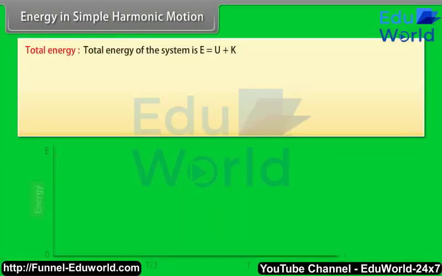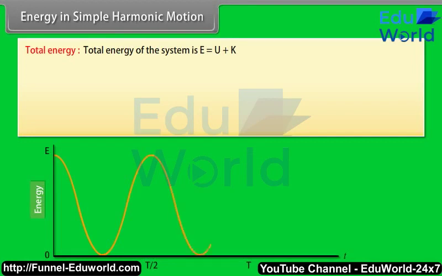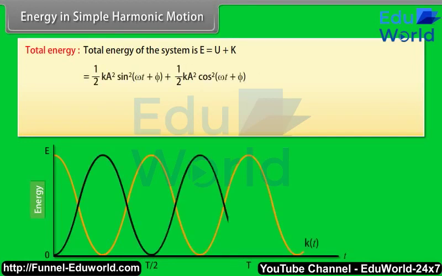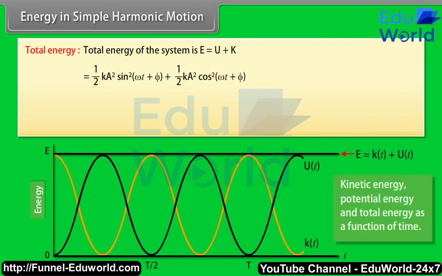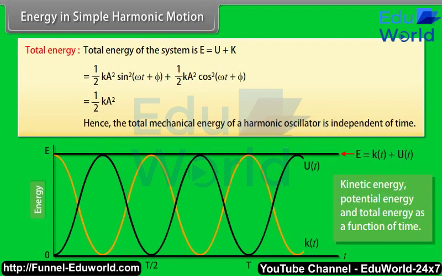Total energy. Total energy of the system is E is equal to U plus K, which is equal to half k A square sine square (omega t plus phi) plus half k A square cos square (omega t plus phi), which is equal to half k A square. Hence, the total mechanical energy of a harmonic oscillator is independent of time.